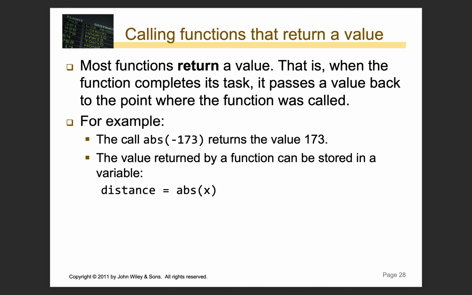Most functions return a value. That is, when the function completes its task, it passes a value back to the point where the function was called. The abs function, ABS, standing for absolute value, returns the absolute value of the argument that we give it. So abs of minus 173 returns the value 173. The value returned by the function can be stored in a variable, so typically something like distance equals abs of x is going to return the absolute value of x and store that value inside the distance variable.